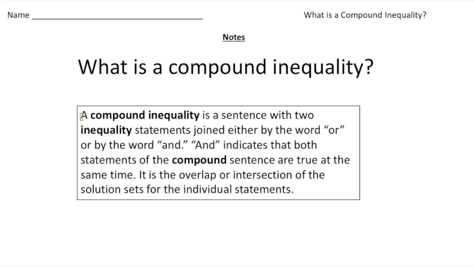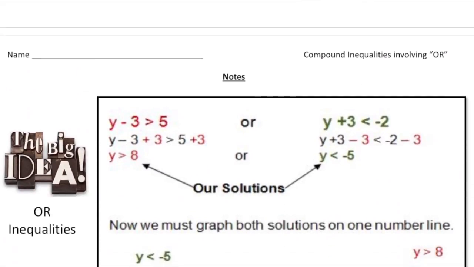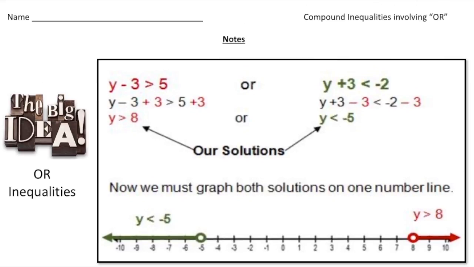I would definitely highlight or underline that. That definitely explains what it's all about. I'm sure right now you're going, what does this mean? Well, I'm going to show you a couple examples. It's actually pretty straight to the point. If you turn the page, here's an example of a compound inequality involving or.